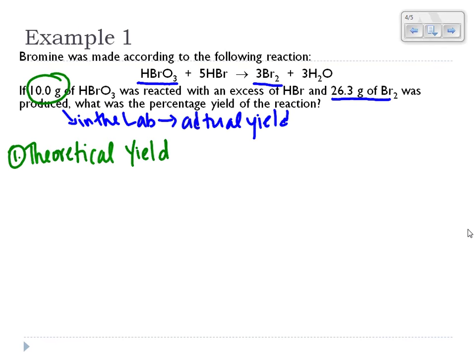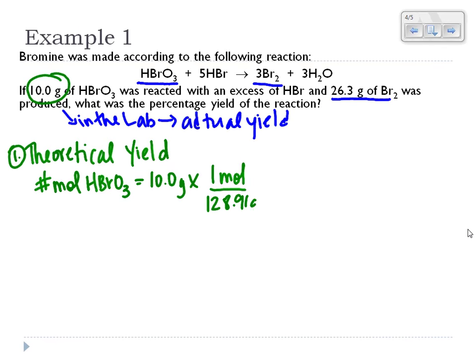So let's start by using, I want to find the number of moles of HBrO3. So I'm going to, again, write down what's given to you in the problem. So I've got 10.0 grams times 1 mole divided by the molar mass of HBrO3, which is 128.91 grams. So I do 10 divided by 128.91, and I get 0.0775735 moles of HBrO3.